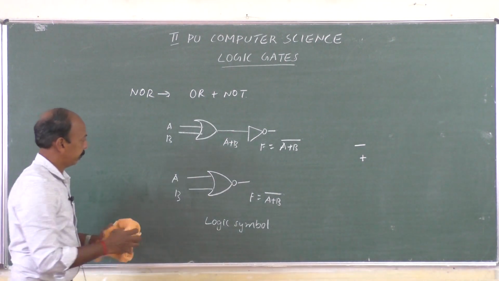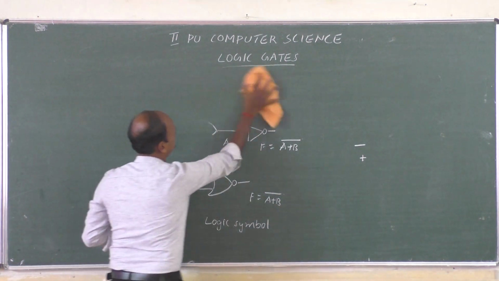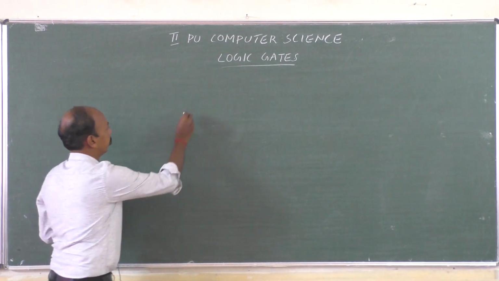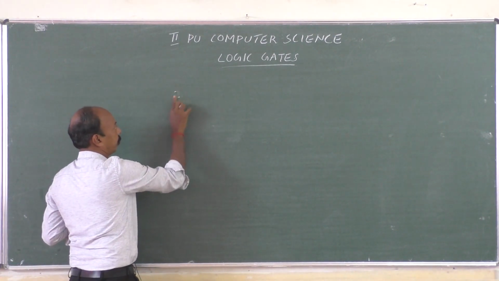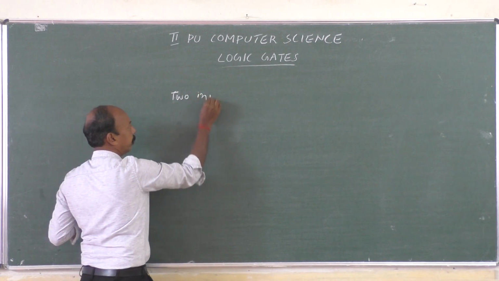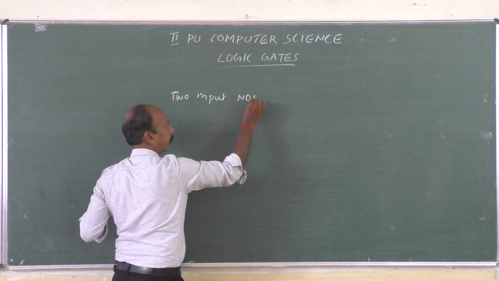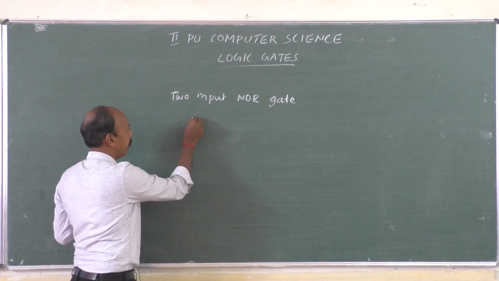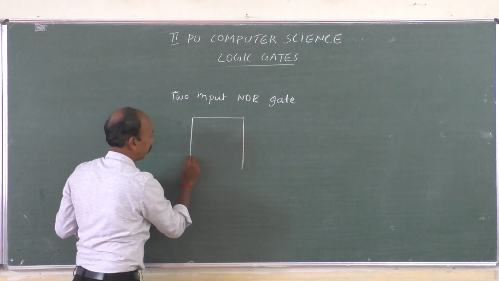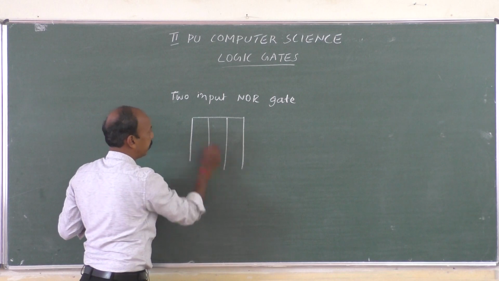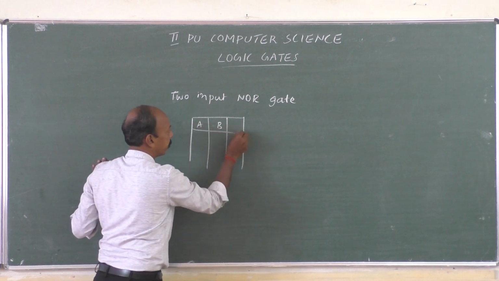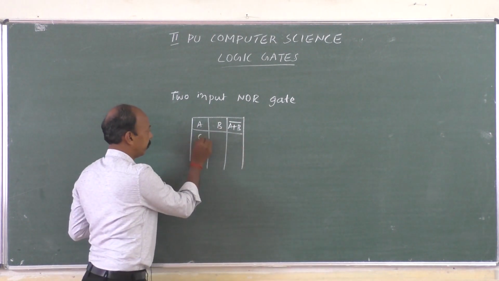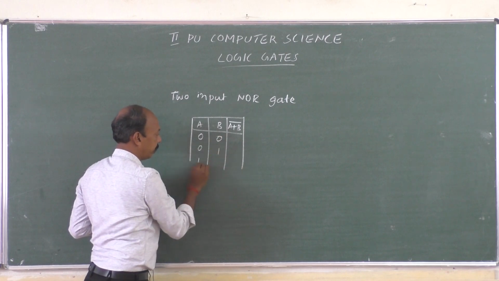Now we shall write the truth table for the same. Two input NOR gate. Which are the inputs? A and B. A, B, and A plus B whole bar. Input value possibilities are 0 0, 0 1, 1 0 and 1 1.